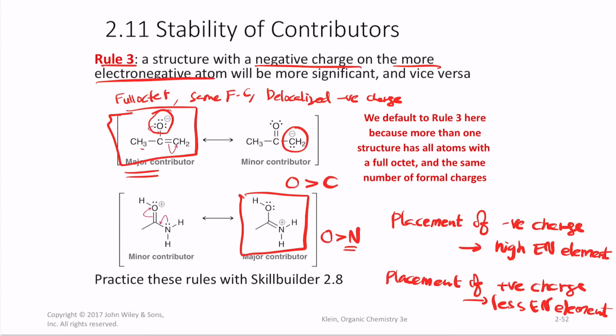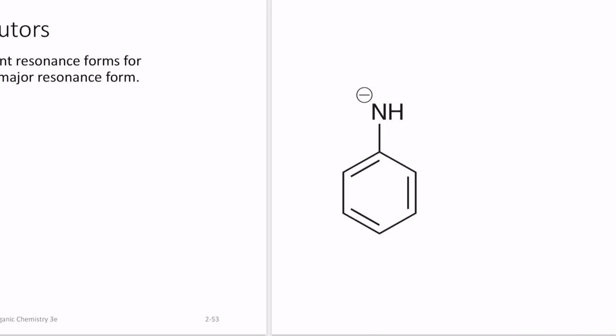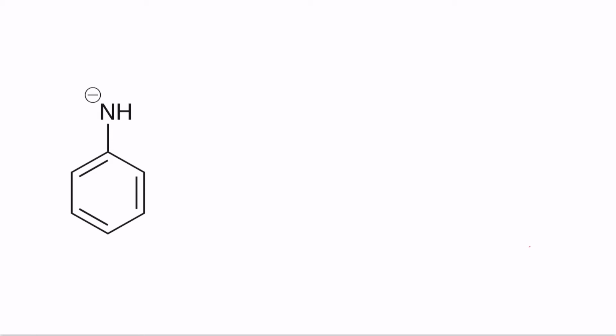If it does not fulfill the first or the second rule, then we come to rule 3. This is the idea for stability of the contributors. So let's take the first structure and let me write down all the resonance forms that are possible. Notice that this nitrogen has a negative charge. So if nitrogen has a negative charge, it has 2 bonds and 2 lone pairs.